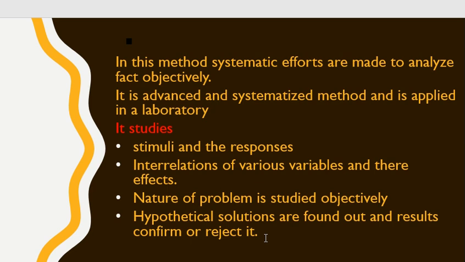So the experimental method is a controlled method. This method is applied in a lab setting. We present certain stimulus to a client, to our subject, and then we check the responses. We check the relationship between different variables. We check the cause and effect relationship by presenting a stimulus, that which stimulus produces which response.